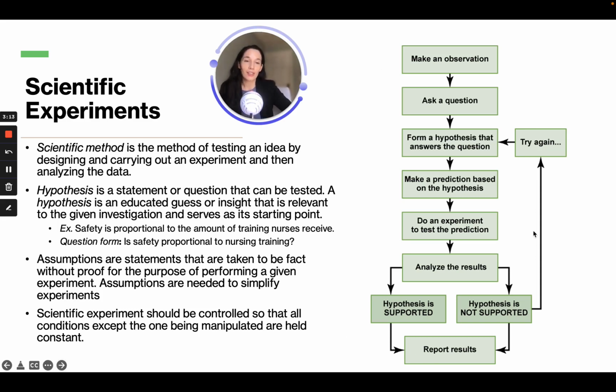So here again is that scientific process. This is a little bit more linear. So make an observation, ask a question, form a hypothesis that answers that question, make a prediction based on the hypothesis, do an experiment to test that prediction, analyze the results. Was it supported? If it was, report the results, and if it wasn't supported, report those results, but then try again and make another hypothesis and retest.